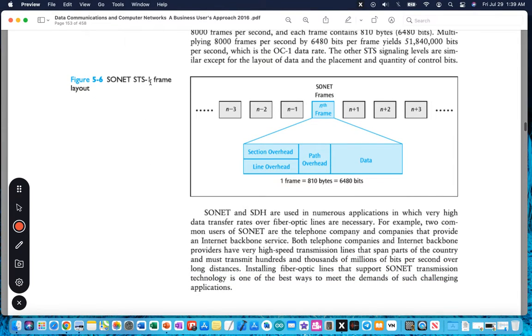SONET STS frame layout: section overhead, line overhead, path overhead, then the data. So it has lots of overhead.